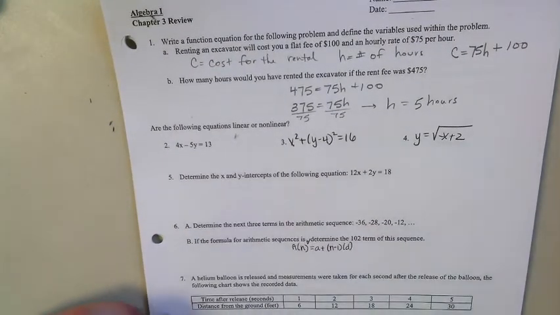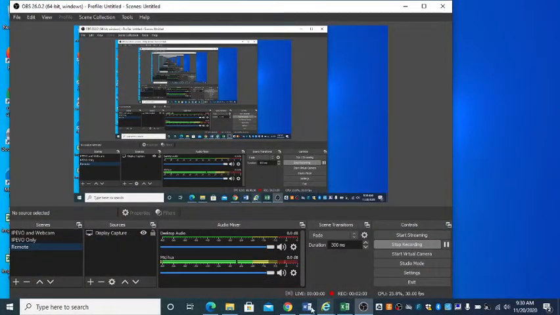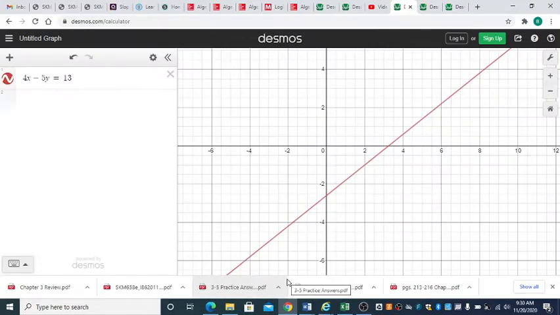Are the following equations linear or nonlinear? So what I did here, and hopefully this will work, you've seen me try this before, I'm going to show you Desmos. There's the first equation. Obviously looks linear, right? So the first one is yes.